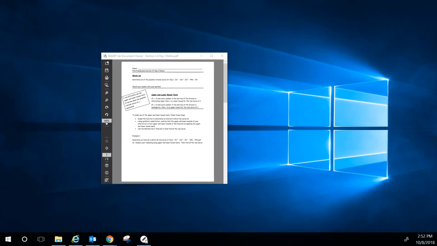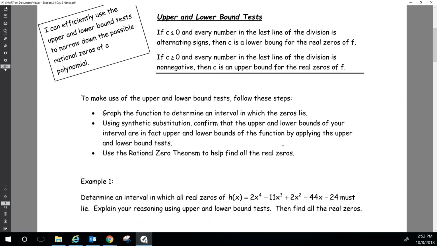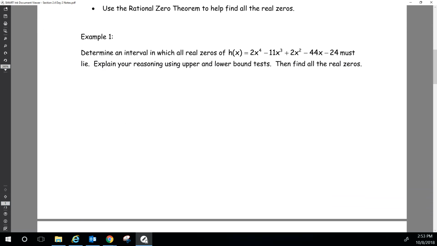Hi guys, here is section 2.4 day 2 notes. We are looking for upper and lower bound tests. So we've done lots of these, but I hadn't gone back. I wanted to go back and do the notes just to make sure if you were still struggling with this one that you would have some notes to look at.